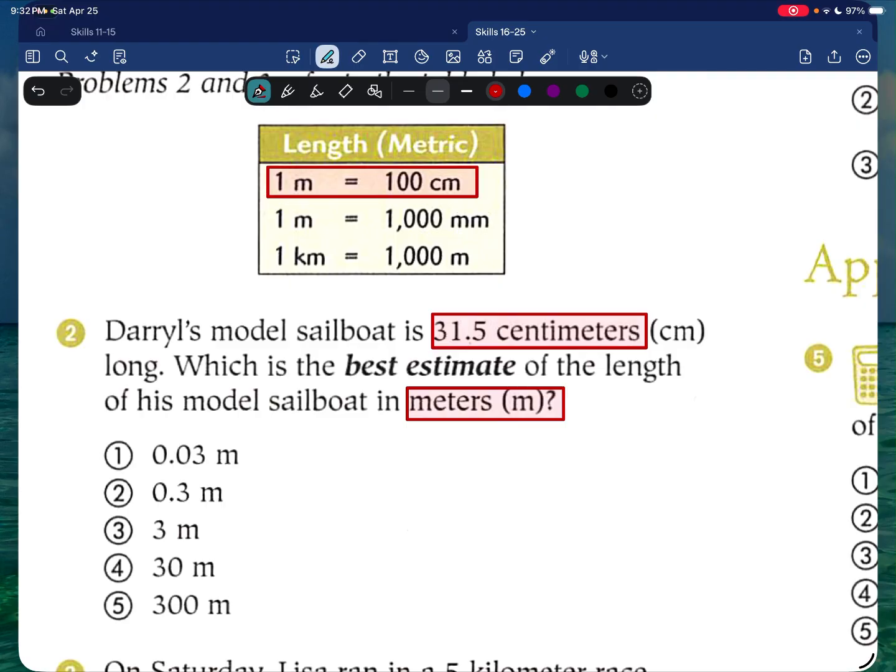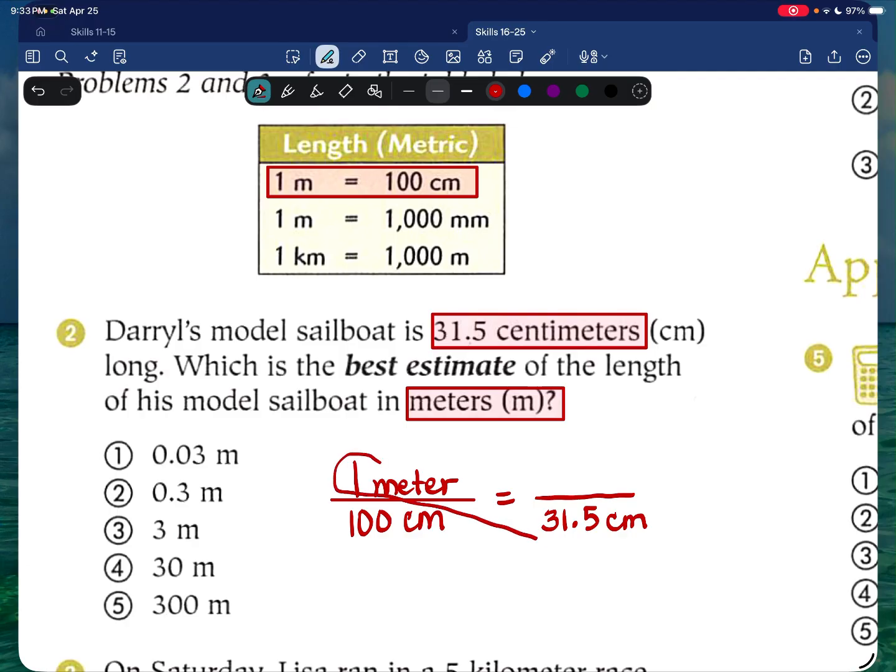And then I can just write that down. 1 meter is equal to, it's the same amount as 100 centimeters. That comes from the table. And then we want to convert 31.5 centimeters. So I'll put it down here on the centimeters row, and we have set up a proportion.